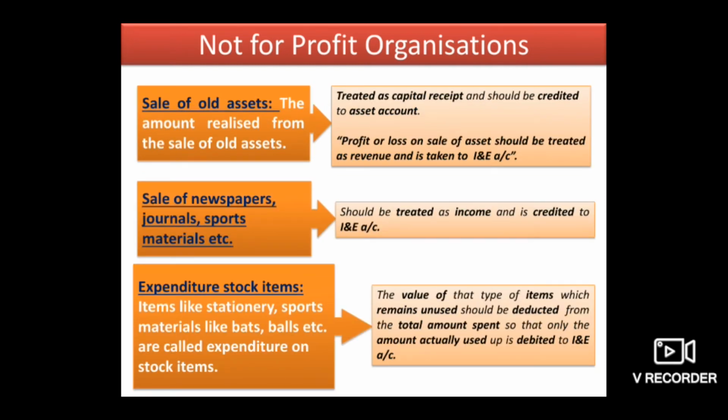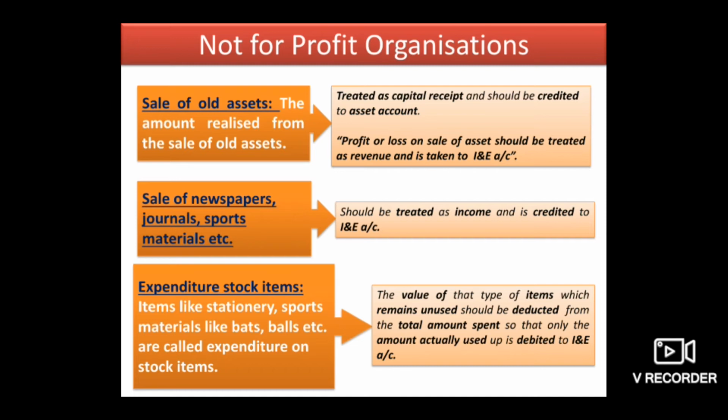Then about sale of old assets, this is the amount that is realized from the sale of old assets of these NPOs. An amount which is received from the sale of assets should be treated as capital receipt and should be credited to asset account. And the important point while dealing with sale of asset is profit or loss on sale of asset should be treated as revenue and is taken to income and expenditure account.